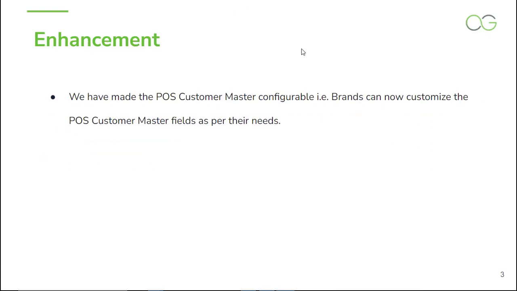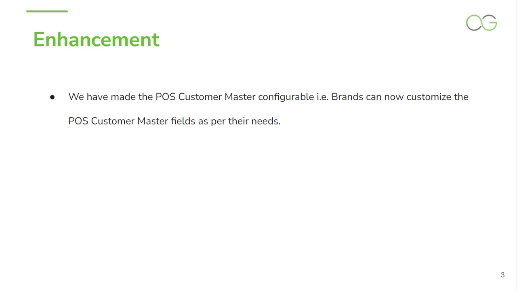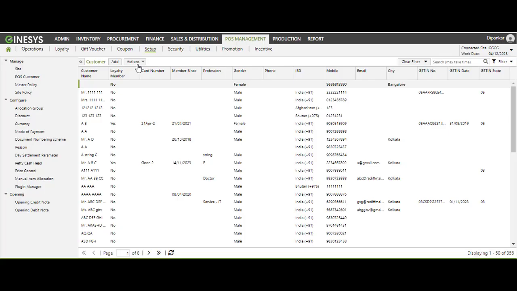In this enhancement, we have made the POS customer master configurable. It means brands can now customize the POS customer master fields as per their need. Before we go to the ERP screen, it is important to note that only the HO will manage this configuration and it will be applied to the POS customer master only. So now let's move into the ERP screen and see how it works.